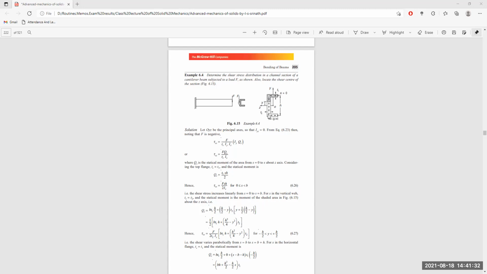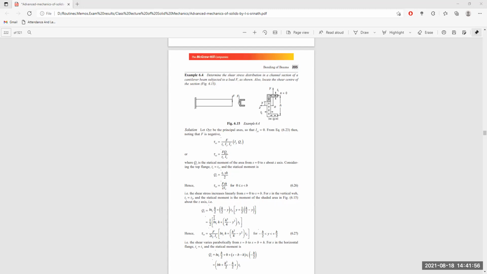Here, S means the length in the vertical portion, where the thickness should be equal to T2. The statical moment is the moment of the shaded area itself. We have to consider the statical moment, here the moment of the upper plane, and the statical moment of this area, which will be exactly the same on both sides.